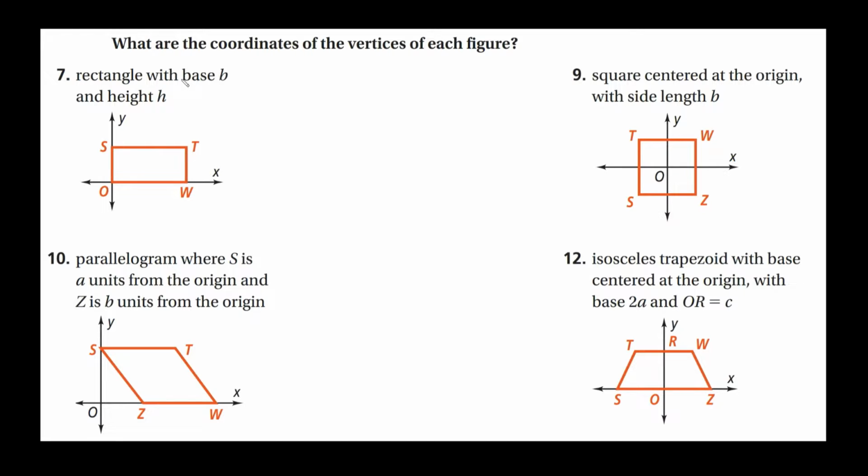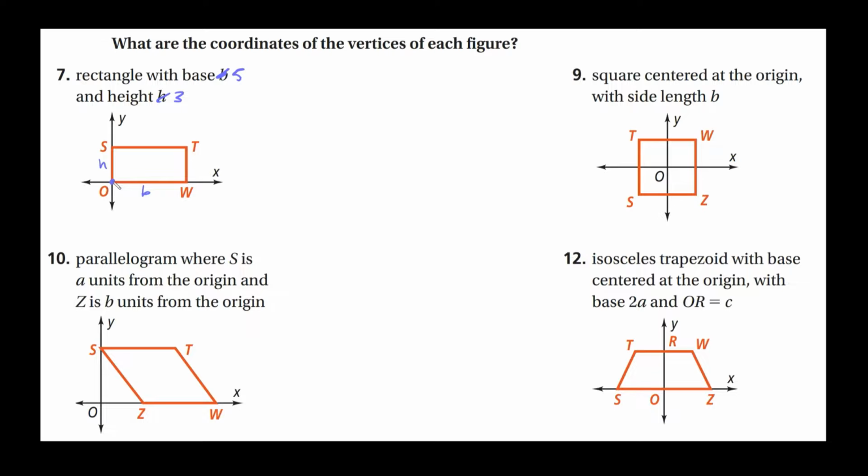So here we have a rectangle with base b and height of h. So this is our rectangle. Again, it says the base is a distance of b and the height is a distance of h. Now sometimes it's a little bit easier to think of these in terms of numbers. So if I told you the rectangle has a base that's 5 units long and the height is 3 units long, well, in this case it'd be a little easier to find the coordinates, right?